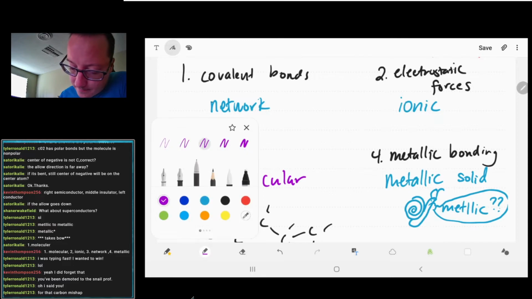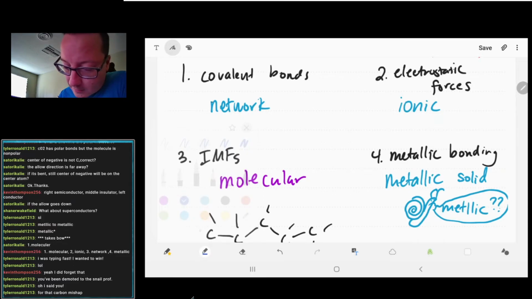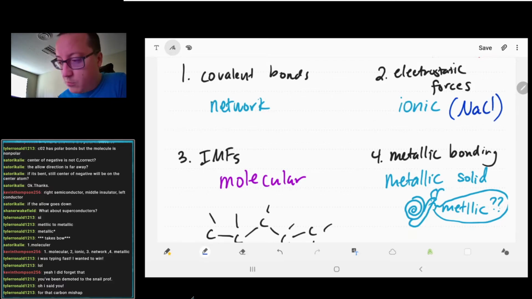So I guess it would be a good idea to remember one representative structure for each kind of class here. For an ionic solid, you could think of sodium chloride. That's a pretty standard ionic compound. It's made of positive and negative ions, and those are electrostatic forces holding them together, positives and negatives interacting together.